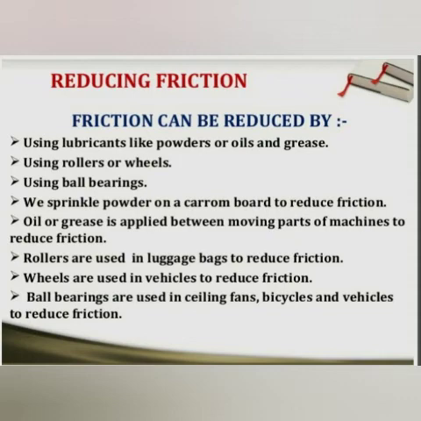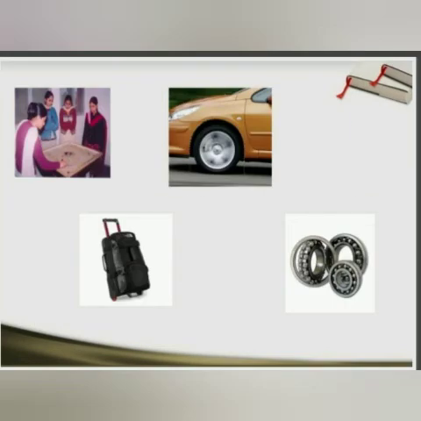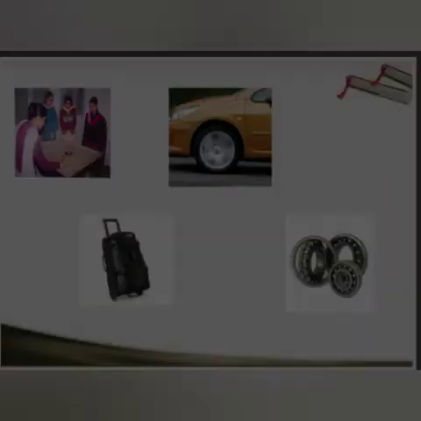Rollers are used in luggage bags to reduce friction. Wheels are used in vehicles to reduce friction. Ball bearings are used in ceiling fans, bicycles, and vehicles to reduce friction.